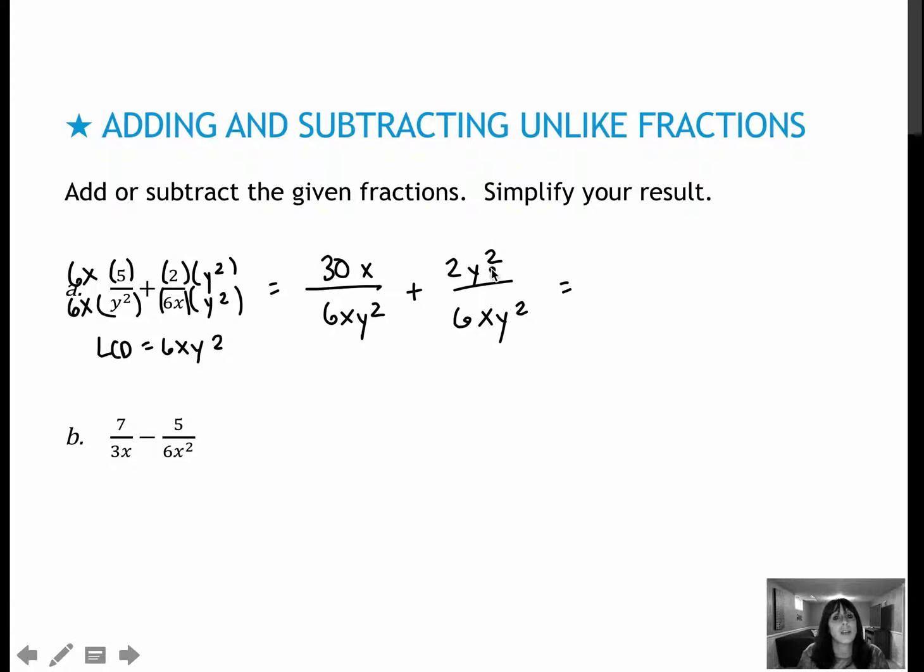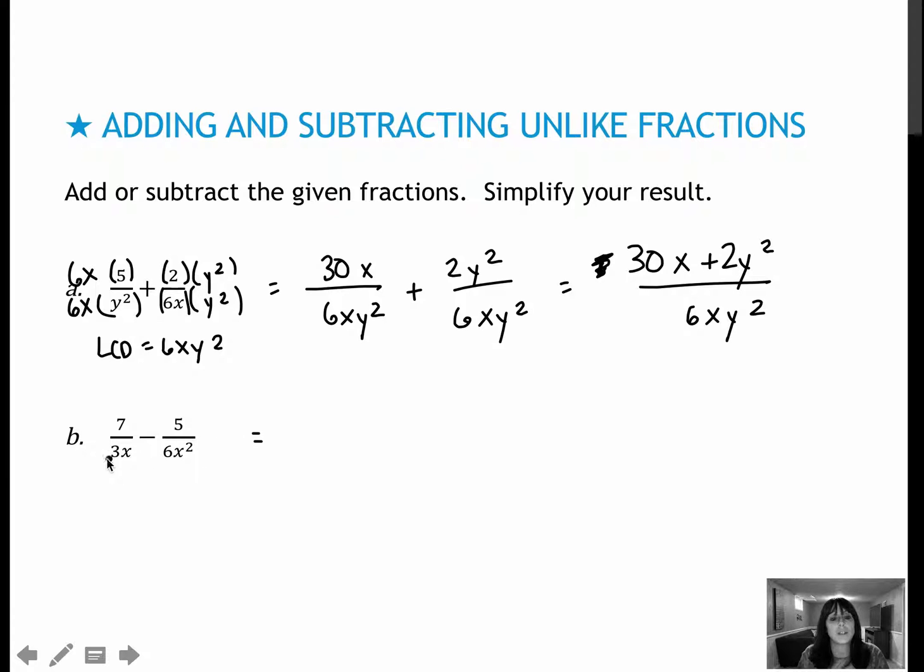And 30x and 2y squared are not like terms, so I'm just going to combine. That was a mess up there, don't worry about that. 30x plus 2y squared all over 6xy squared. Nothing's going to reduce or simplify.